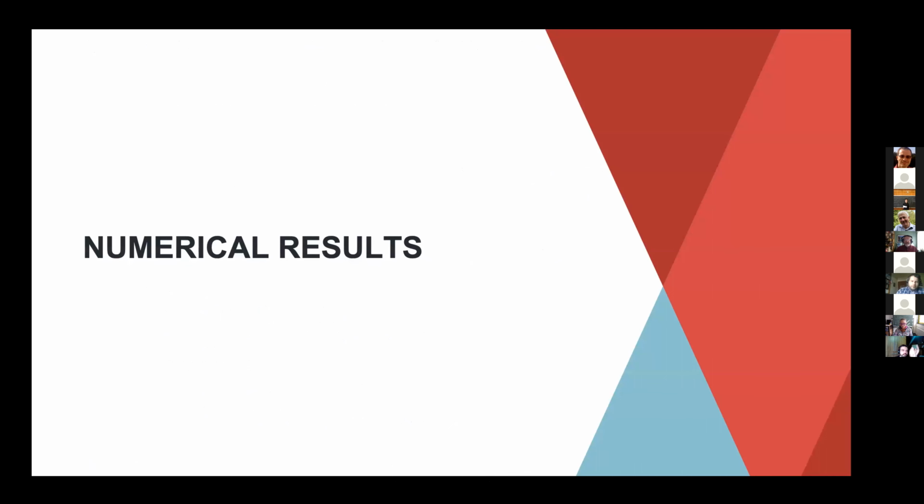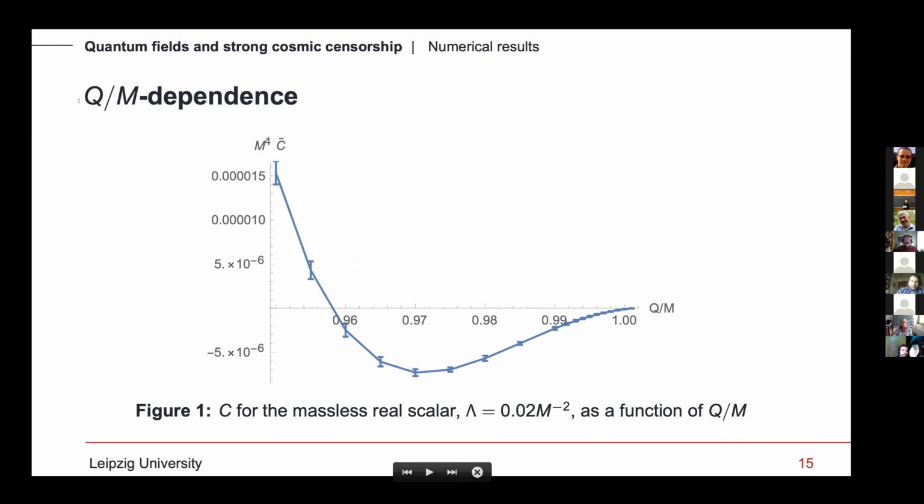Okay, so then we have everything we need to compute the constant C. So let's see what the results are. First, we can plot it as a function of the charge of the black hole. And what we see here is that, in fact, it is generically non-zero, but it can change its sign. So what this means is that, remember that this constant C was the prefactor of this quadratic divergence, so the strongest divergent term of the stress energy tensor.